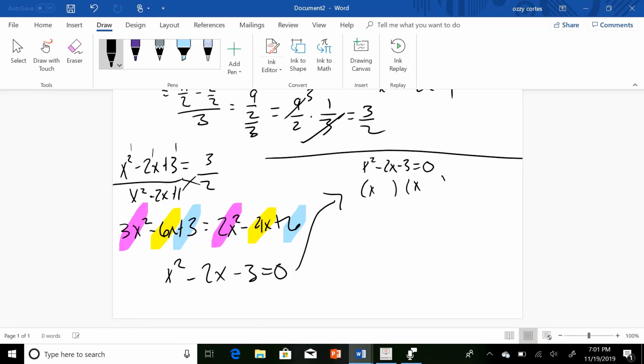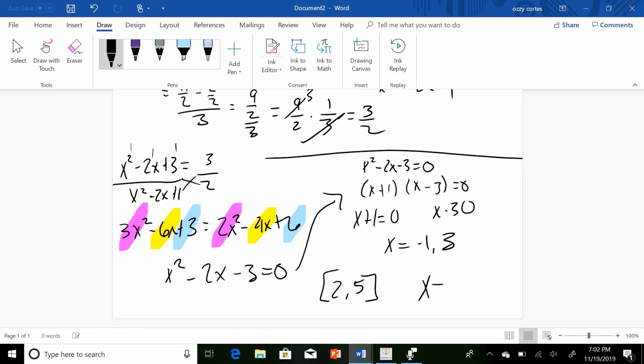So basically what we're going to do here is factor. The two numbers that when you subtract give you a 2 are 1 and 3. And we want a negative middle term, so that means the greater number gets the negative symbol. So we would set both of these equal to 0, so we have x plus 1 equals 0 and x minus 3 equals 0. And we find out that our x values are equal to negative 1 and 3. But if you remember our interval, it's 2 to 5. Negative 1 does not fall into this interval and only 3 does. So that's why the final answer is x equals 3.